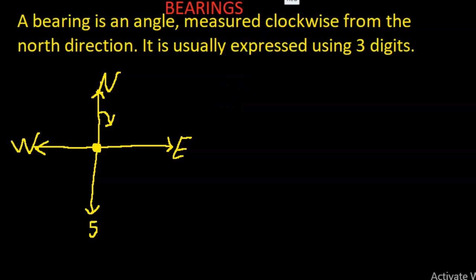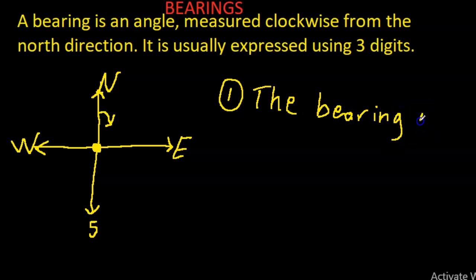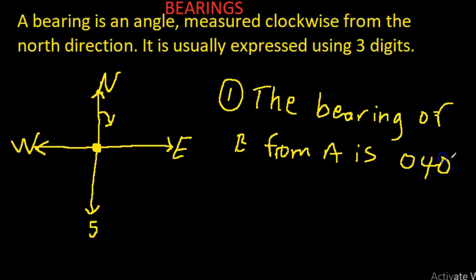If I say the bearing of B from A is 40 degrees, how do I represent that on a diagram? The bearing of B from A is 40 degrees. How do I represent that?